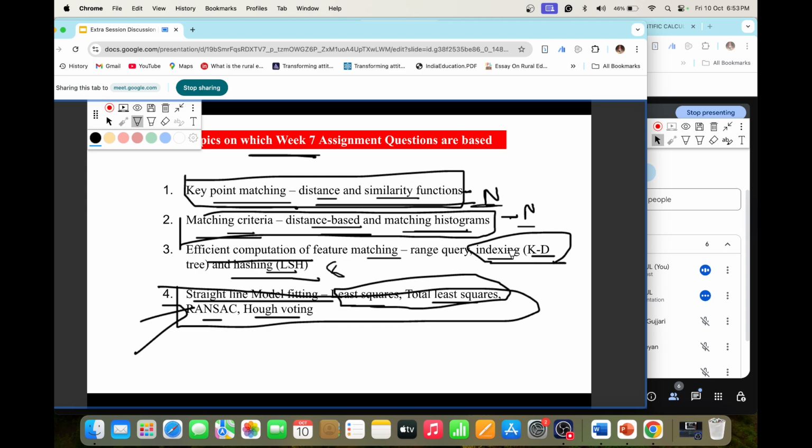Like indexing, we have this KD tree, so how to form the tree, etc. So a smallest conceptual question might come, so that is why you just go through it. And then straight line and this model fitting.